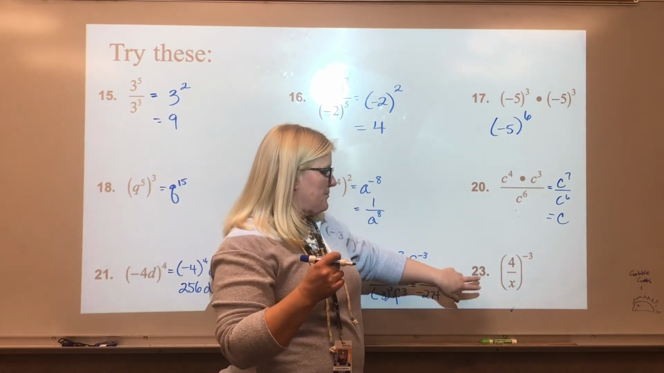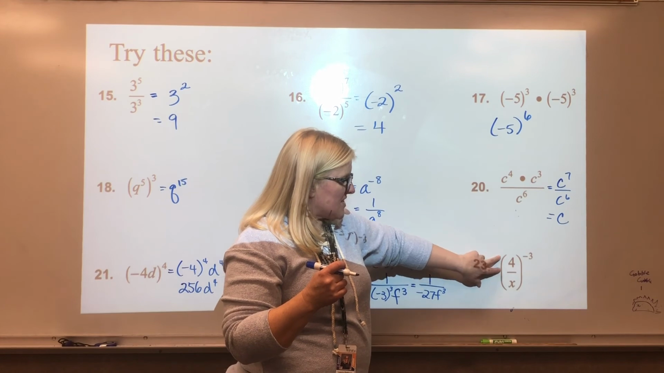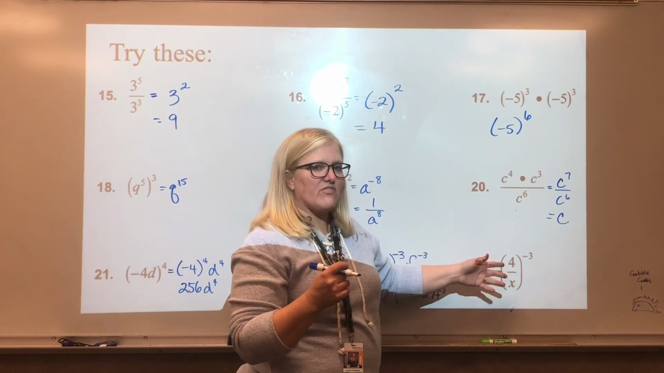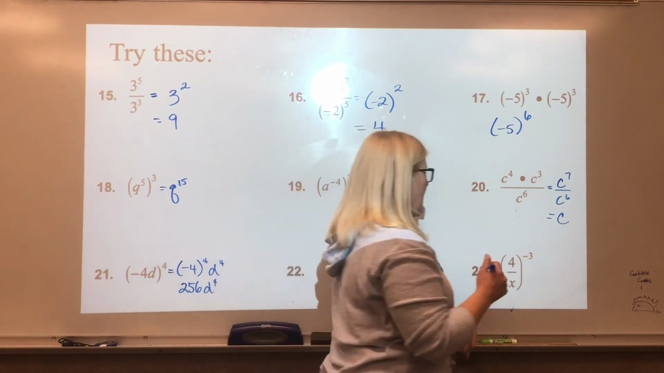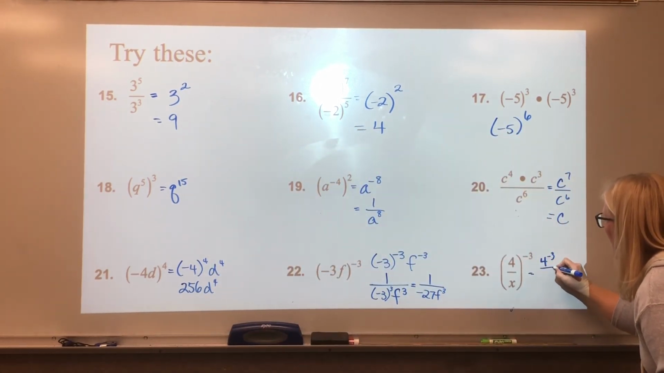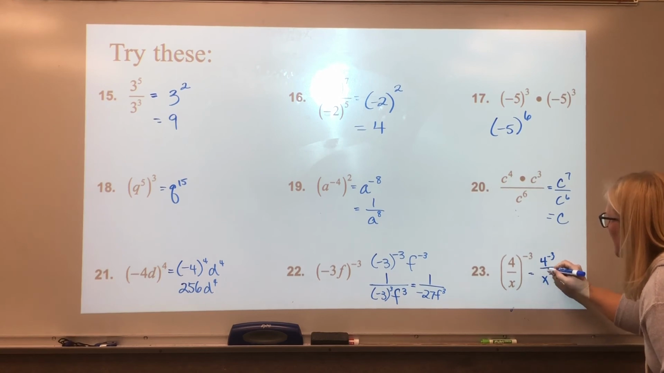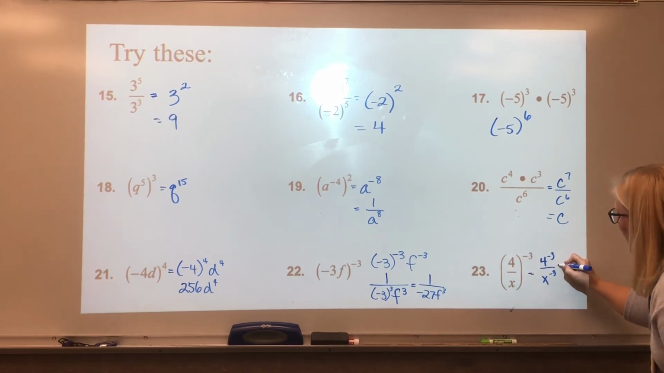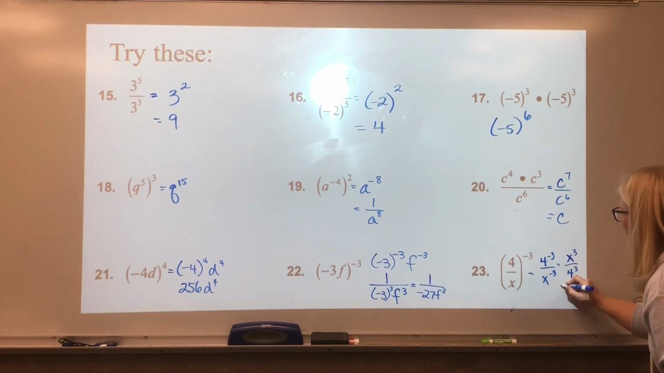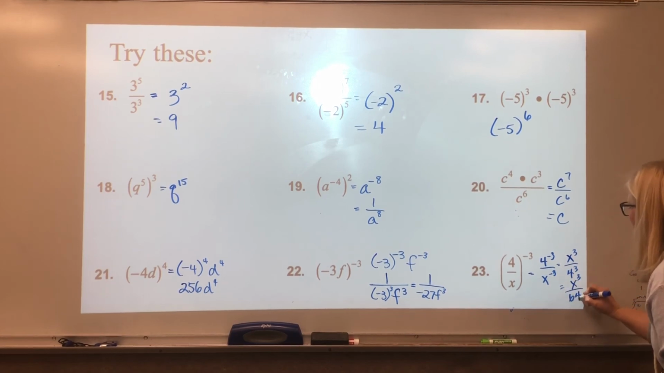Okay, oh, this one's interesting. I like this one. So for this one, it's a negative 3, and remember that it gets flip-flopped. So this is going to end up being 4 to the negative third over x to the negative third because I'm kind of distributing. And now they both flip. So x to the third over 4 to the third. So x cubed over 64.